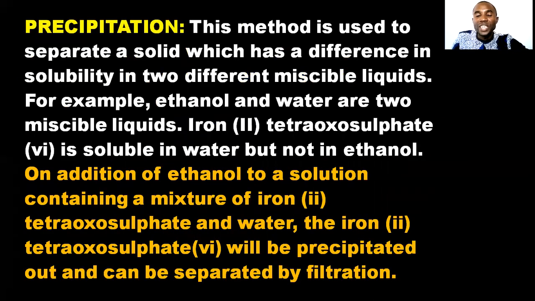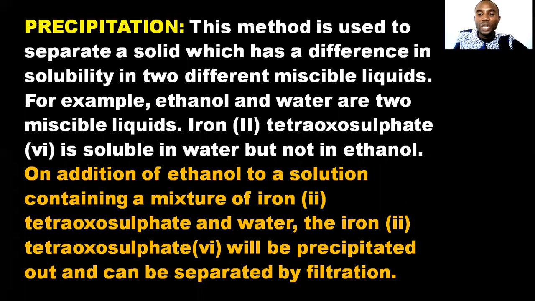Now, another one is precipitation. These are separation techniques. This method is used to separate a solid from two different miscible liquids, where the components differ in their solubility. For example, ethanol and water are two miscible liquids. Ethanol is a liquid. Water is a liquid. The two of them are miscible. Now, to separate them, we use this particular method. Now, how do we go about this?